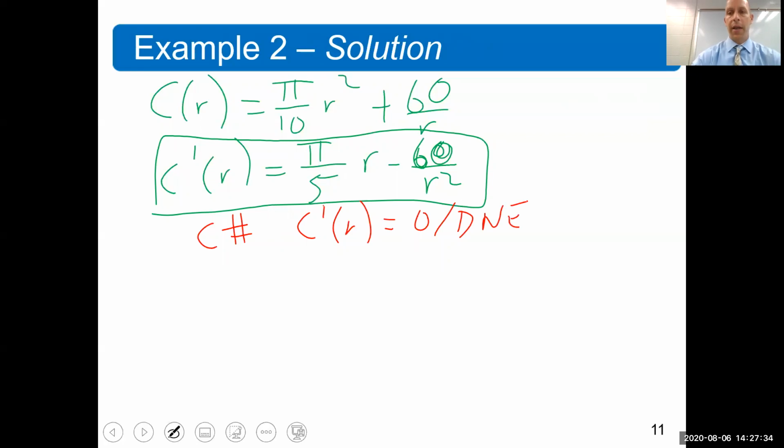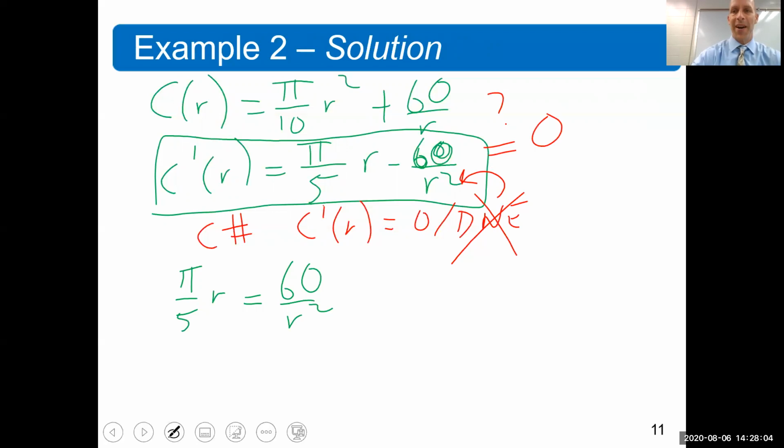Now, I'm going to throw out the DNE on this example immediately because if I figure out where that's equal to DNE, well, that'd be when r is 0. That means the radius is 0, which means it's not a cylinder. So I'm not going to worry about DNE. I just need to figure out when this is equal to 0. So let's keep going in green. So this is going to be pi over 5r equals 60 over r squared. I guess I should explain a little bit what I'm doing there. We want to know when that's equal to 0, right? So if I just take this negative 60 over r squared and move it over the other side, I get this equation, correct? So now we can cross multiply here.